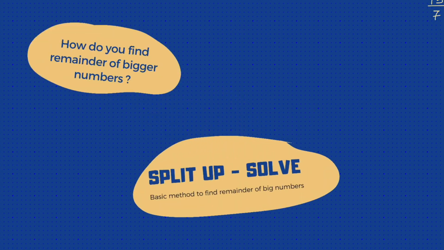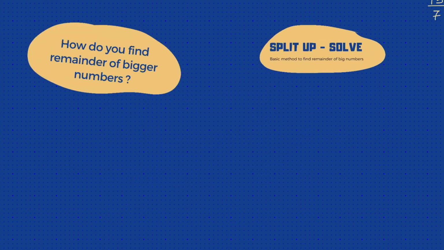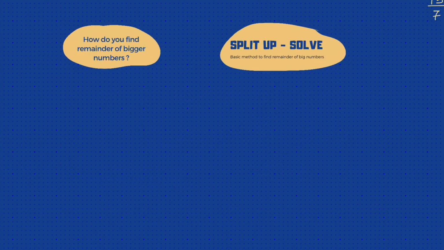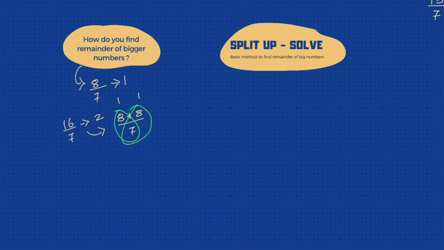Now let us also understand how do you find the remainders of bigger numbers. Split up and solve is a method. So let's see what this is. 8 divided by 7, the remainder is 1. 16 divided by 7, the remainder is 2. I can also write 16 as 8 plus 8 divided by 7. So 8 divided by 7, remainder is 1. 8 divided by 7, again the remainder is 1. 1 plus 1 is 2.